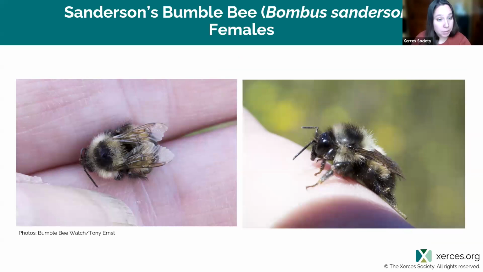Just to give you guys some examples to look at, we have an example of a female Sanderson's bumblebee here. And you can see that the hairs on the abdomen are black with the exception of T1 and T2, which are yellow. We also see that the thorax of this bee is mostly yellow except for there's almost a complete black band between the two wing joints. Then we can see that the hairs on the top of the head are black and that the hairs on the front of the face are black.